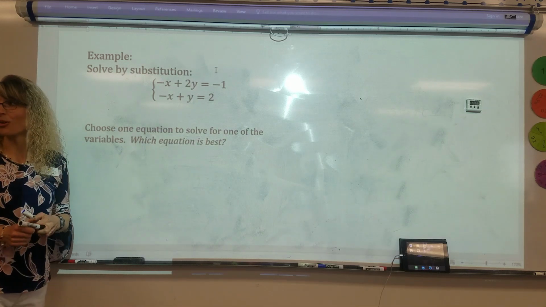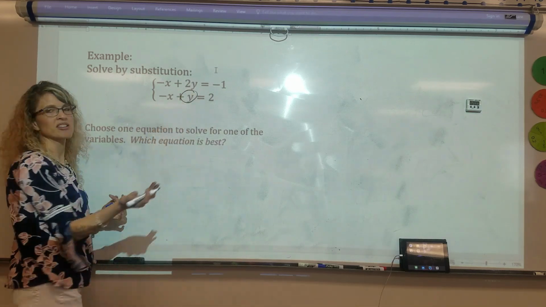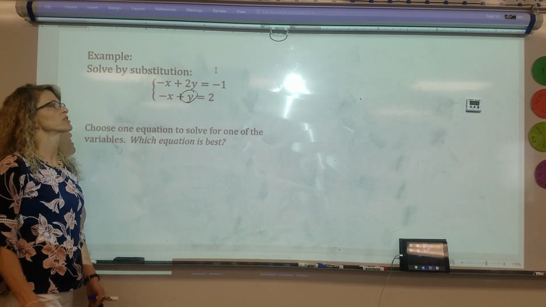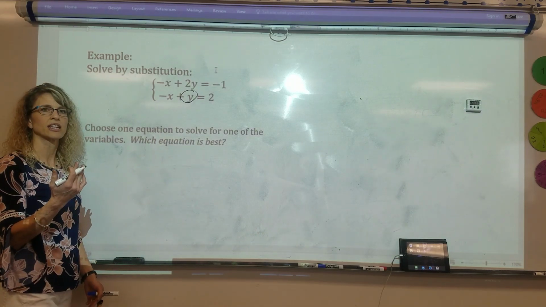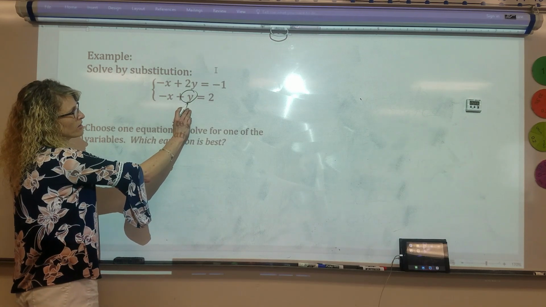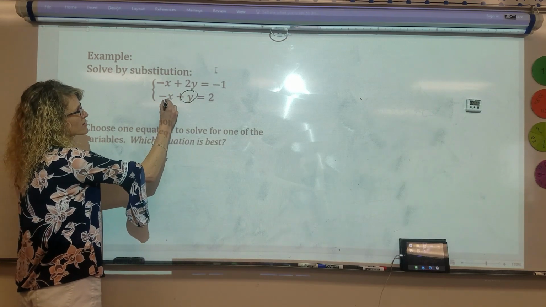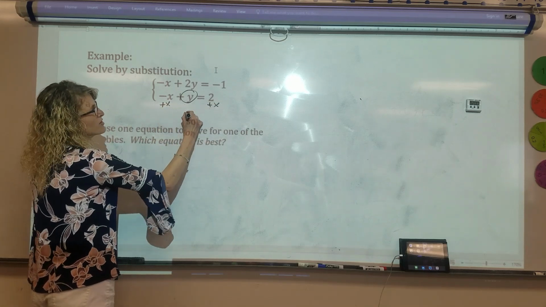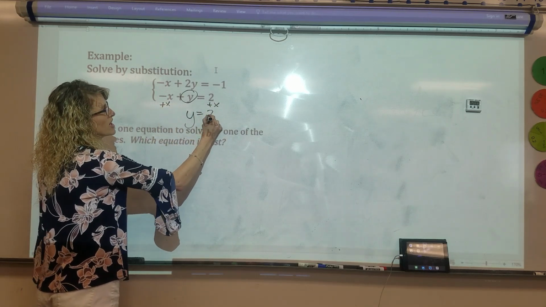I agree. I totally agree. This is the easiest one. It's positive and there are no coefficients with it. Perfect. Good choice. So how would I isolate it? Stacia? Add x. Perfect. So that leaves me with y equals 2 plus x.